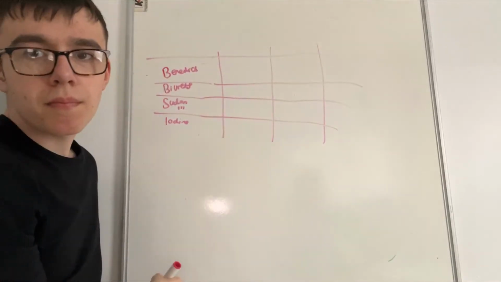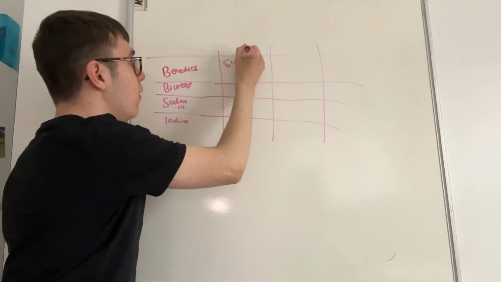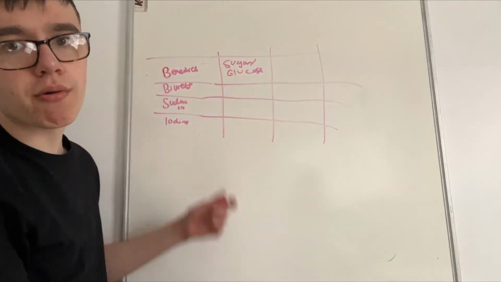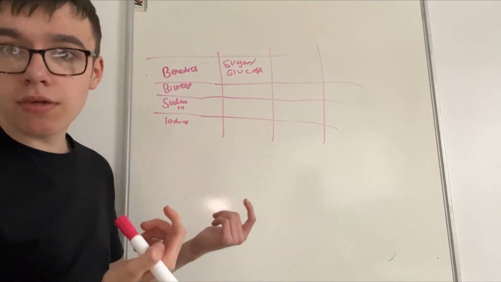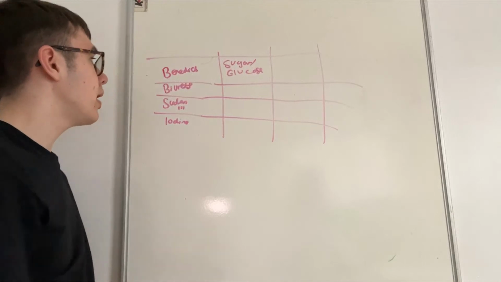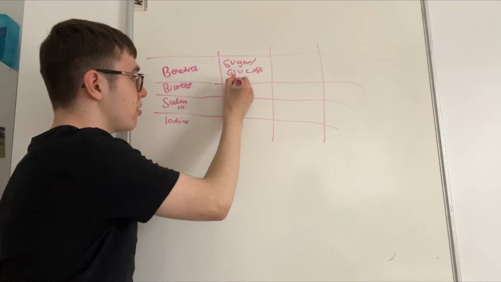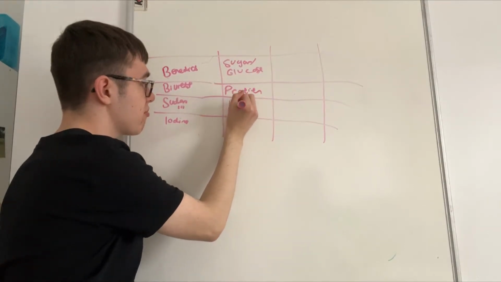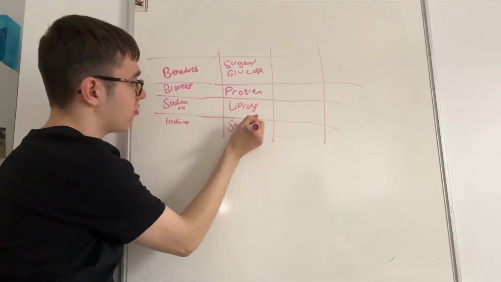Benedict's solution is testing for sugar or glucose. I saw even Adam was confused by this question today. It talks about how you would test for glucose. I didn't even know this the first time I got asked. Glucose is sugar. Just remember that. Biuret is for protein. Sudan is for lipids. And iodine is for starch.